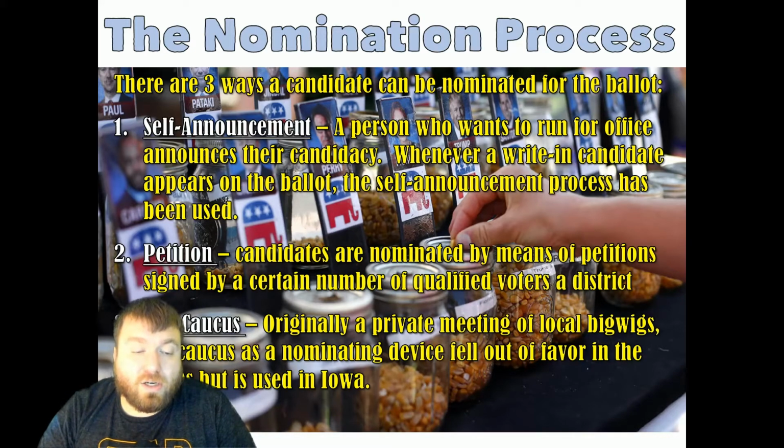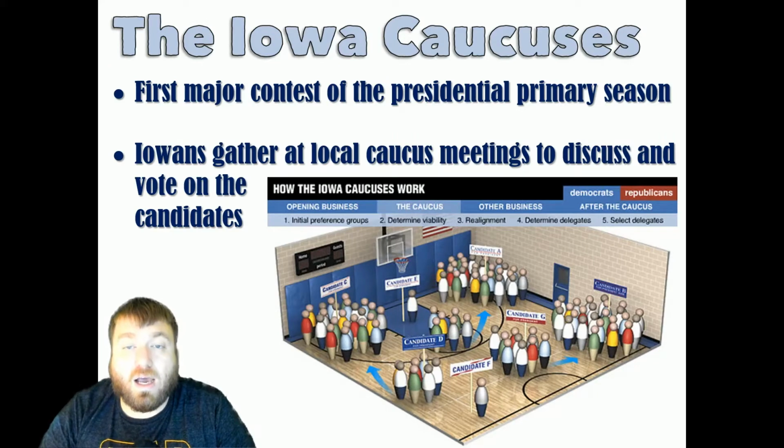And the third is a caucus. This is originally a private meeting of local bigwigs. The caucus was a nominating device that fell out of favor in the 1820s, but is used in Iowa. So if you ever hear about the Iowa caucus, this used to be more widespread. Iowa is the only state that still uses this. The Iowa caucuses are the first major contest of the presidential primary season. Iowans gather at a local caucus meeting to discuss and vote on the candidates.